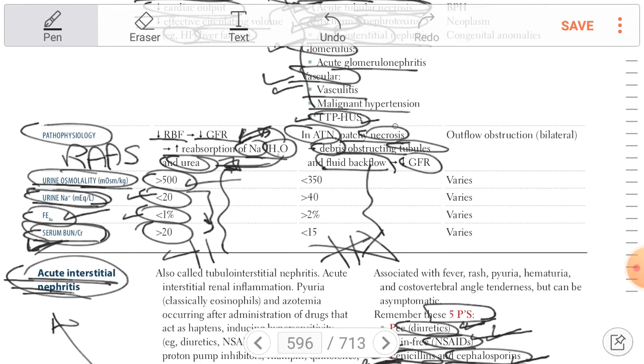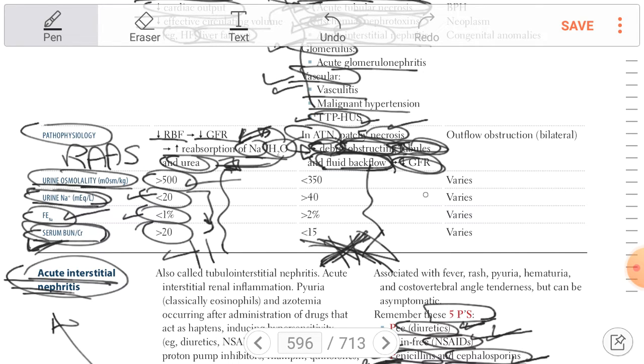So there is necrosis leading to formation of debris leading to obstruction of the tubule because of this necrosis. So there is abnormality in the tubule, there is malfunction in the tubule, there is no reabsorption from the tubule. So debris because of necrosis, leading to obstruction of the tubule and fluid backflow and decrease in glomerular filtration rate. So the tubule will not do its function.